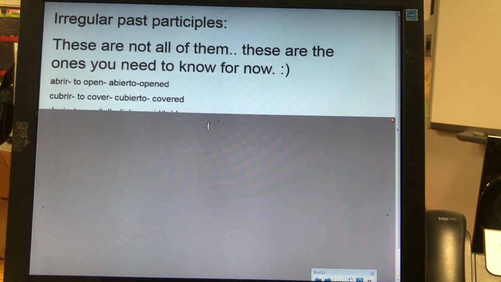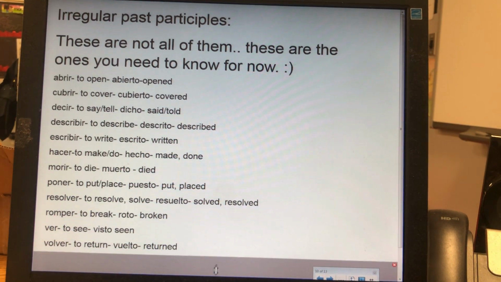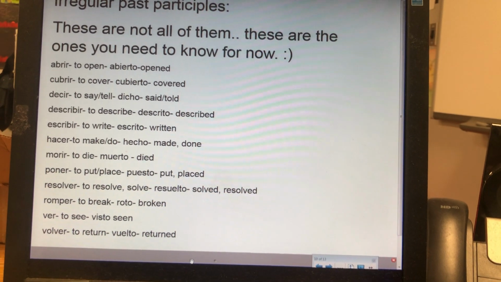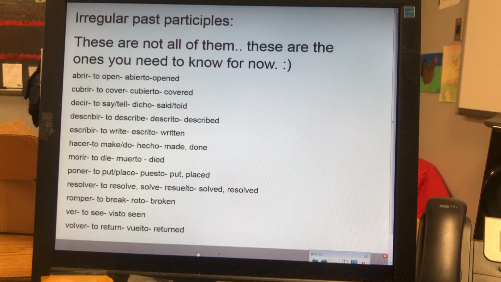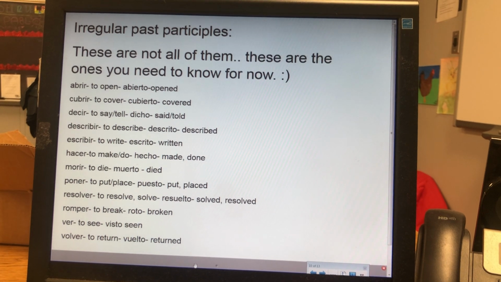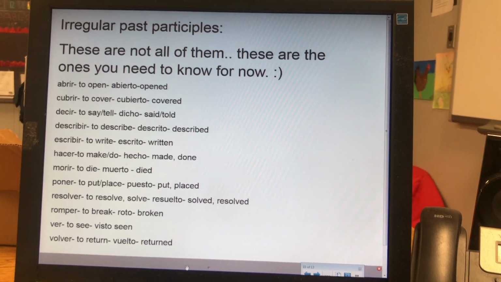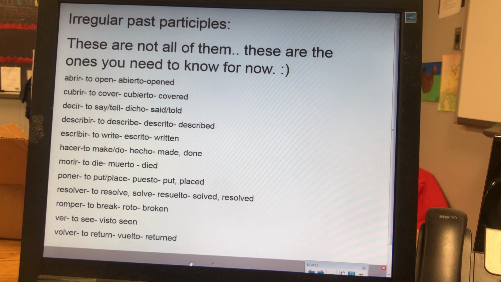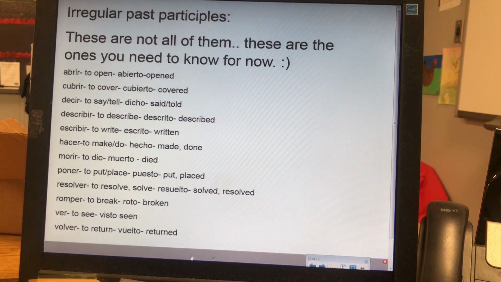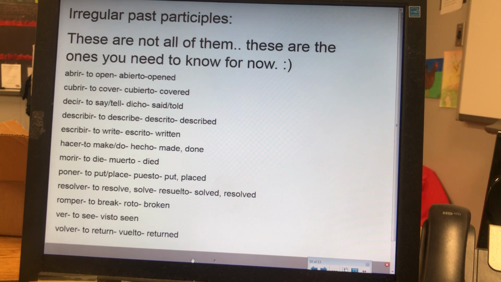Irregular past participles continued. These are all on the Quizlet. We have abrir, abierto, cubrir, cubierto, decir, dicho, describir, descrito, escribir, escrito, hacer, hecho, morir, muerto, poner, puesto, resolver, resuelto, romper, roto, ver, visto, volver, vuelto.